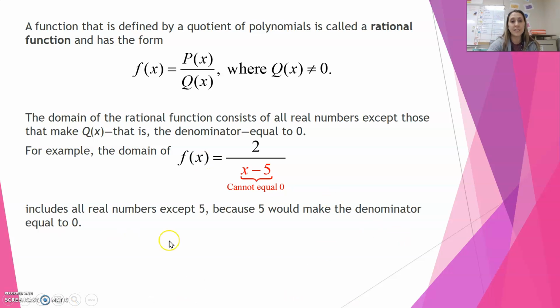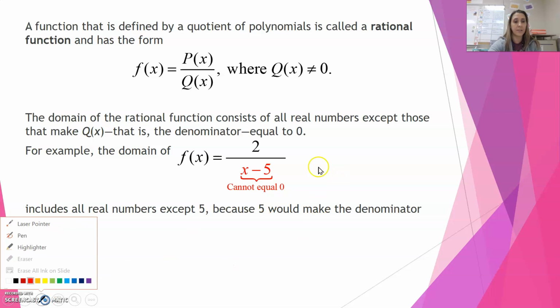So if we take this very simple function, 2 over x minus 5, the denominator can never equal 0. So we cannot have a value of x that would make it 0. That's going to be that vertical asymptote that we've seen in the graph. So the domain of the rational function consists of all real numbers except whatever's going to make that denominator equal to 0. So we'll say x minus 5 is not equal to 0.